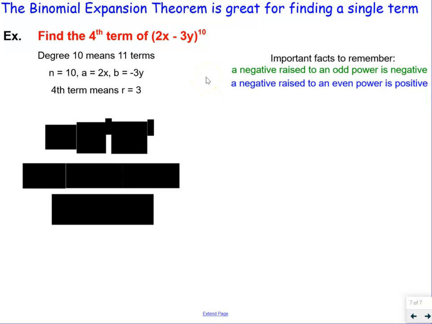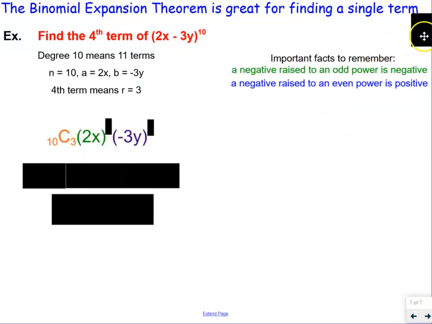But if I know the binomial expansion theorem, I just think n is 10, a is 2x, b is negative 3y. The fourth term means r equals 3 because r starts at 0, remember? So we know it's going to be 10 choose 3. Then we know it's a to some power and b to some power. Now actually this 3 is the power of the second exponent. I told you remember that. So we know that's 3, and because these two exponents have to add up to the degree 10, I do 10 minus 3 to get 7.